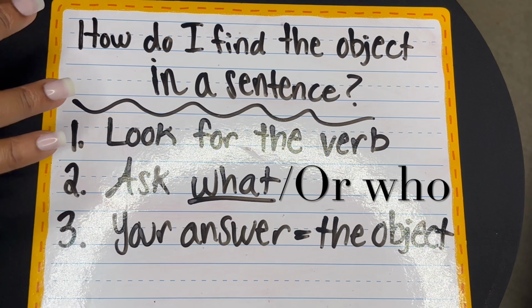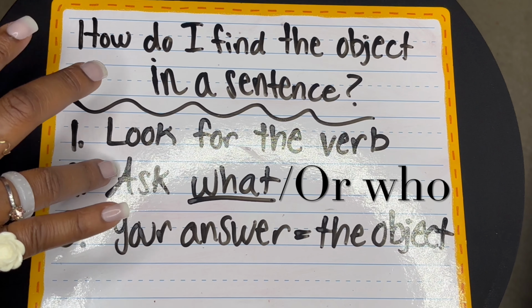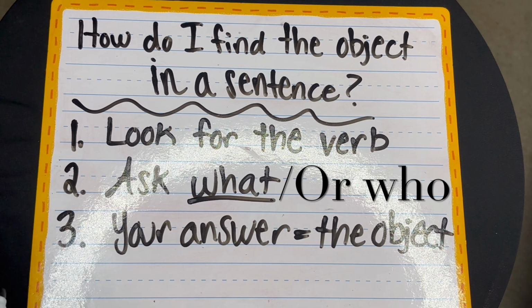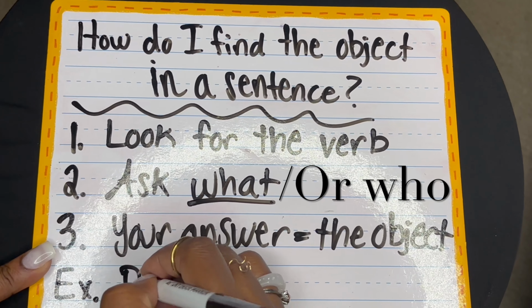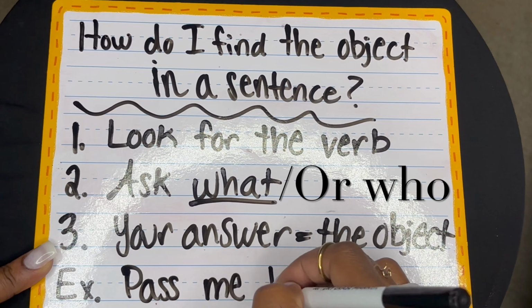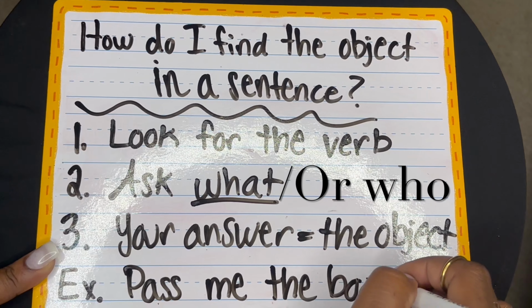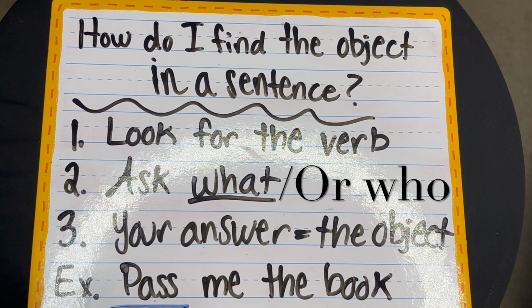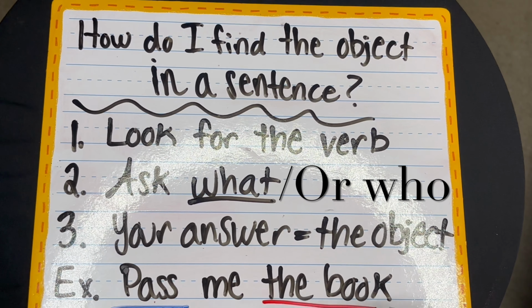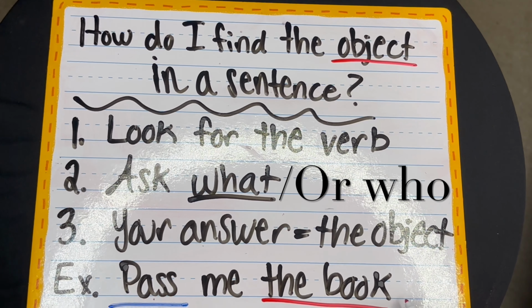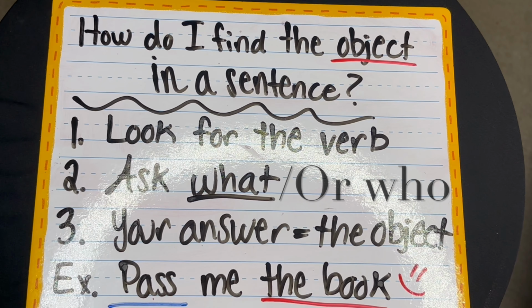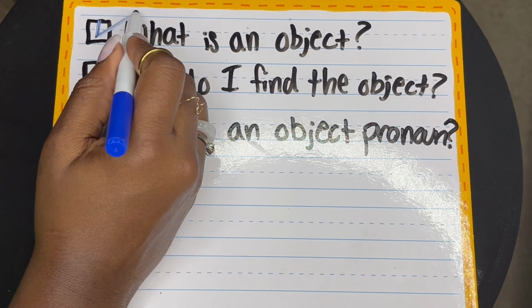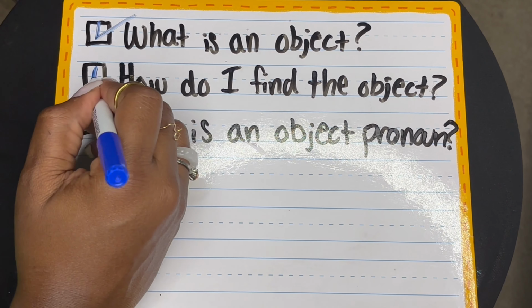So one more time, we're going to look for the verb. We're going to ask what receives the action of the verb, and then your answer is the object, okay? So with our example from before, we have pass me the book. The verb is pass. Pass what? The book. So the object of this sentence is the book. Okay, so now we know what an object is. Let's check that off. We know how to find the object.